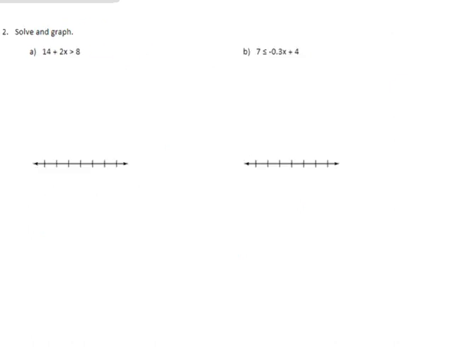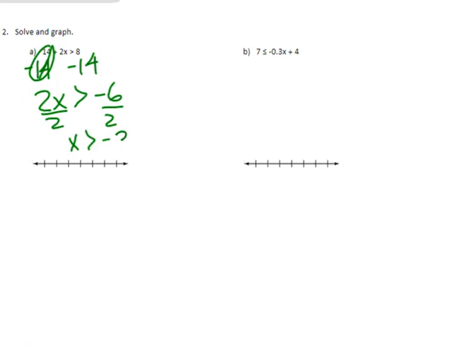All right, moving on to inequalities. We have a couple two-step inequalities. We're going to solve them just like we would with equations. So I'm going to subtract 14 from each side to get 2x is greater than negative 6, and then divide by 2 on each side. So x is greater than negative 3.